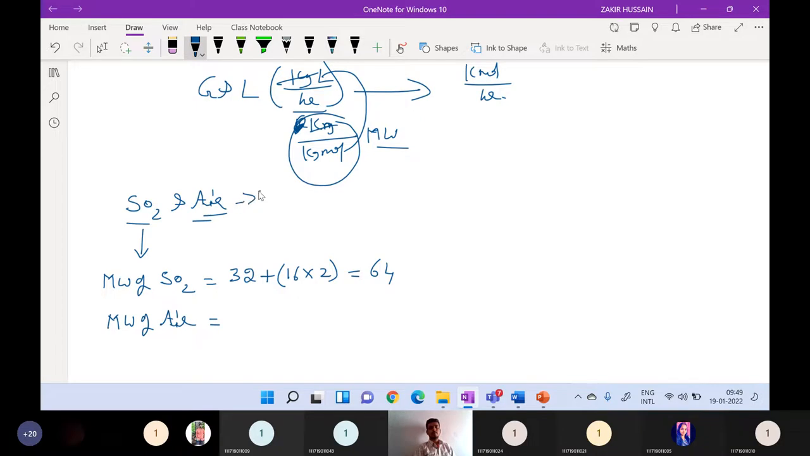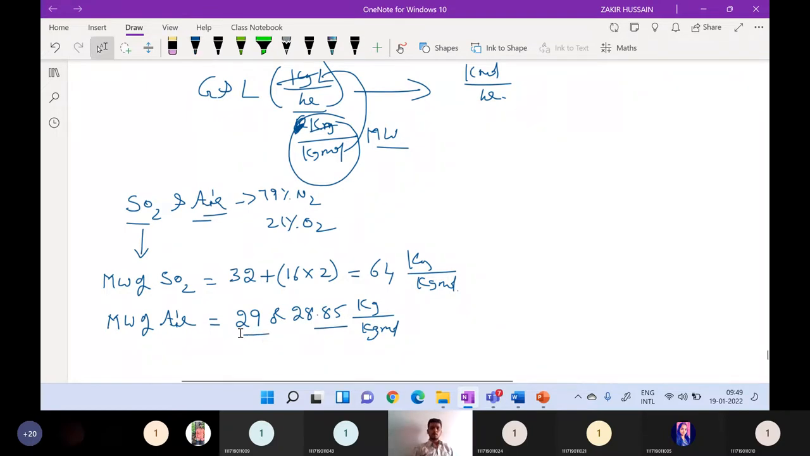Then next is the molecular weight of air. Air we already know: 79% N2 and 21% O2. So you can calculate directly using this, or you can just remember 29, or we can take 28.85 kg per kg mole of air. In either case, 28.85 or nearly 29 you can take. So these are the molecular weights.